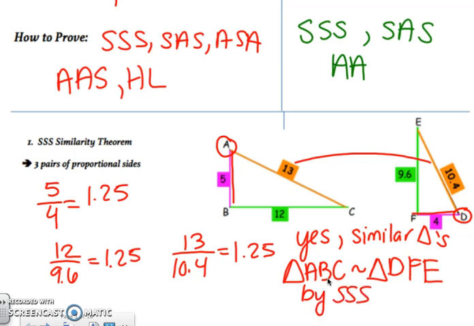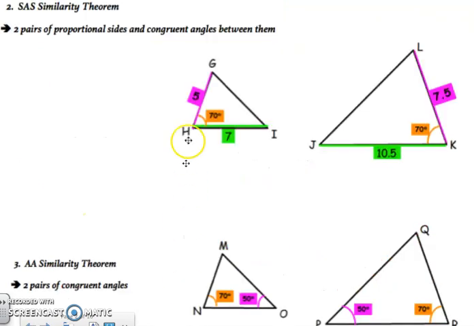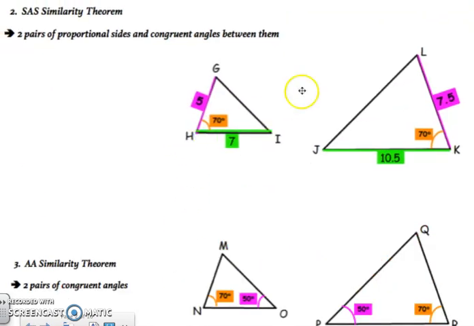Okay? So since I've shown some math work over here and I've proved that they're proportional, I would now write the similarity statement and why. Okay? So side, side, side is not that bad. The hardest thing is just finding the corresponding sides and making sure you go from left to right, left to right. Okay?